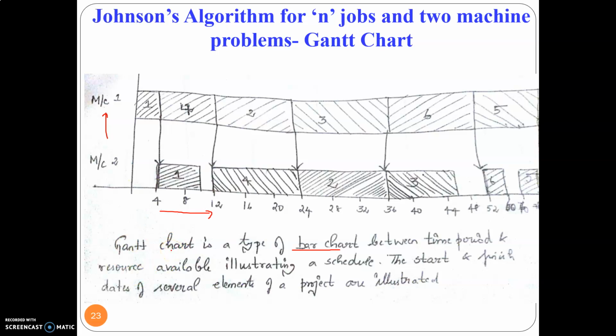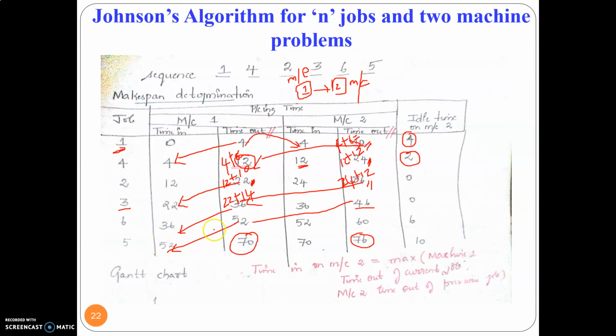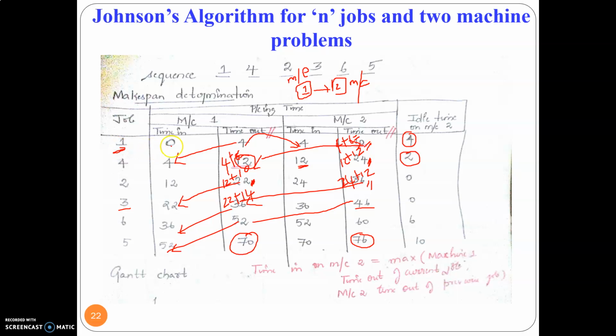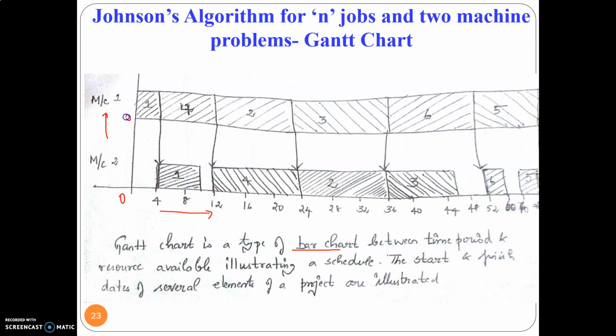Okay, so let us plot the time period. The makespan time is 76, right? So I plotted the time period from 0 to 76. Job 1 first enters machine 1 from 0 to 4, right? So from 0 to 4, draw a rectangle and shade it, and inside it write job 1. So job 1 is being processed from time period 0 to 4 in machine 1.